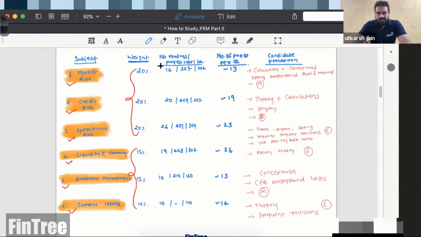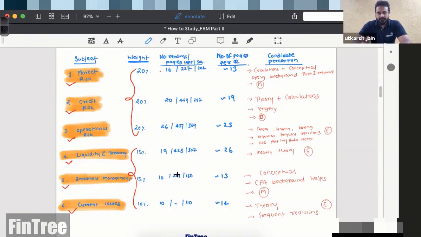Now, how many readings do we have in each subject? These are the number of readings. We have 16 readings here, 20, 26, 19, 10, and 10. I also went ahead and counted the number of pages we have in the GARP and in the Schweser books. Which book to use, we'll have some discussion around it. But these are the number of pages of GARP, and these are the number of pages in Schweser's or the Kaplan material.